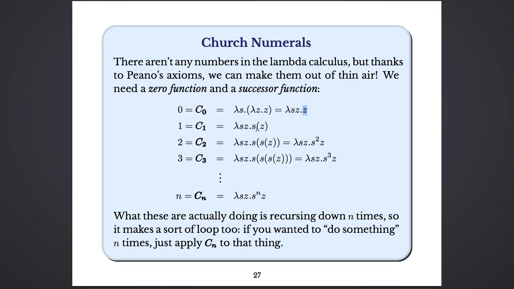What does 1 do? It applies the successor to 0, because 1 is 1 more than 0. What does 2 do? It applies the successor to the successor of 0. And so forth. Forever.